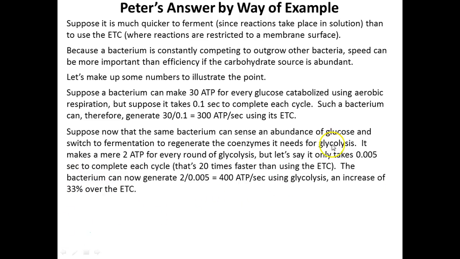Now suppose there's an abundance of glucose, right? They could sense that there's tons of glucose in the environment. They're only going to get 2 ATP for every round of glycolysis that they do, but they can do it in 0.005 seconds. This is 20 times faster than utilizing the electron transport chain. So they can generate per second 400 ATP as opposed to 300 utilizing Krebs cycle and electron transport. These are made up numbers though, right? We don't know what the actual numbers are, but it explains why.